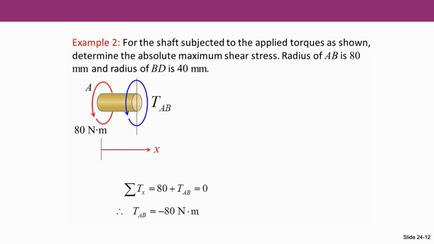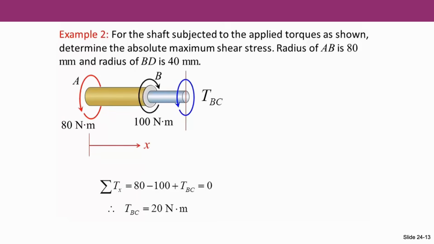Again, sigma Tx is equal to 0 since the AB part is in equilibrium. 80 plus TAB must be equal to 0. From here, we determine that TAB is equal to negative 80 Nm, which means that it is clockwise. The internal torque in the AB part is 80 Nm and it is clockwise because it is negative. Now, let's apply the method of sections for the BC part in order to find the internal torque in the BC part. Because when we apply the torsion formula, tau equals Tc over J, we naturally need the internal torque values.